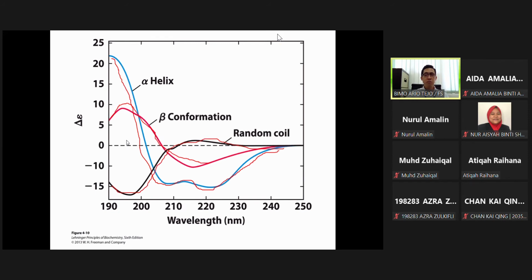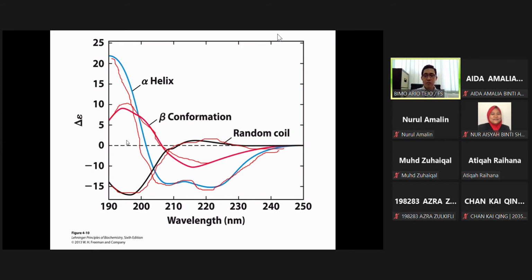So the peak will become a bit complicated, but we have a computer program to calculate the proportion of alpha, beta, and random coil. So you can get the ratio, how many percent alpha, how many percent beta, and how many percent random coil in your protein by using the algorithm in the computer that is connected to the spectrophotometer. The analysis is very quick, just like any other spectrophotometer. You just put your sample inside and you get the result within minutes.